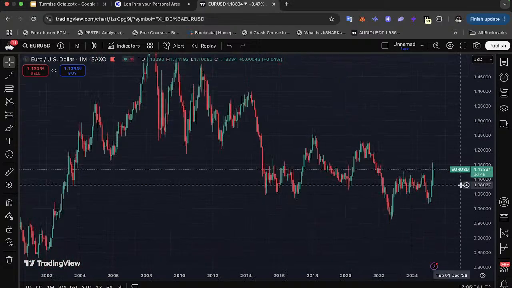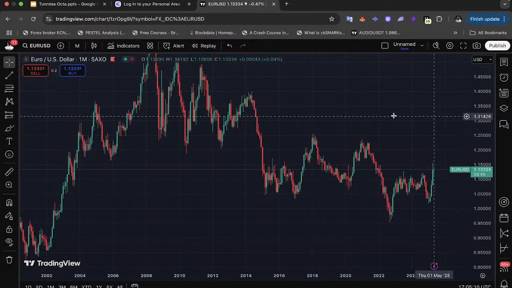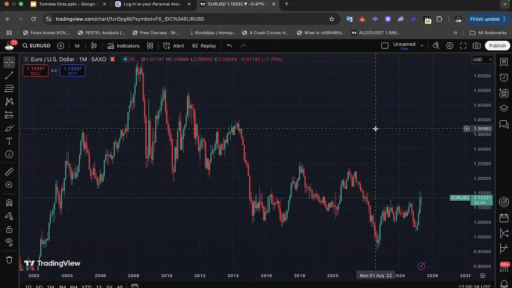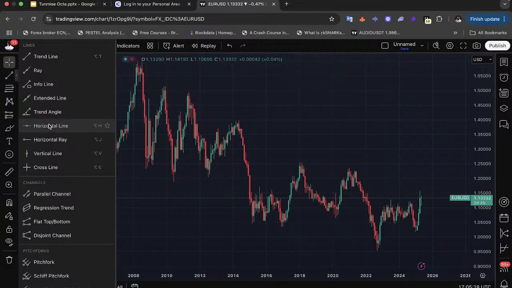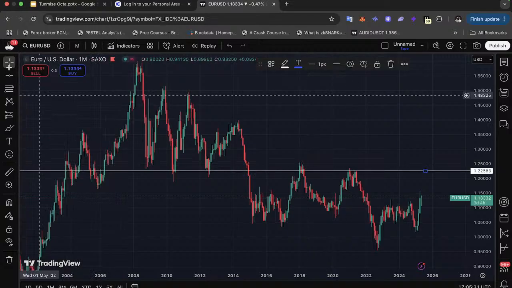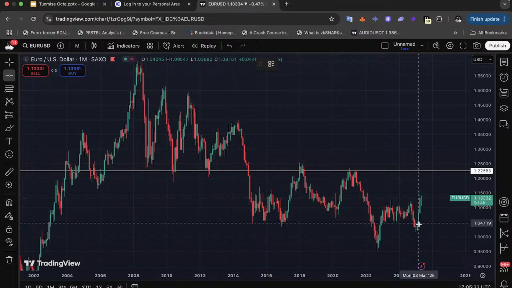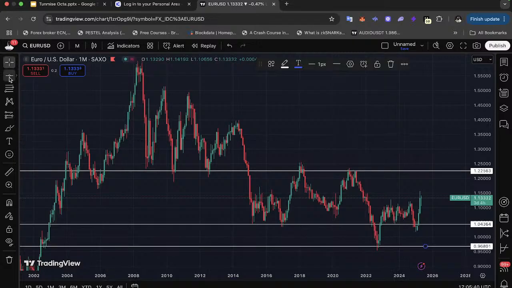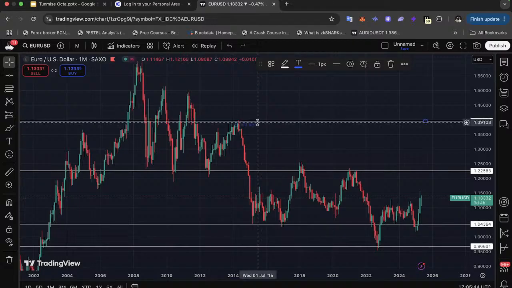So one important thing we are going to do during this session, as we start, is to map out key levels of support and resistance that help us identify the market structure. So here we come and map out key levels of support and resistance.